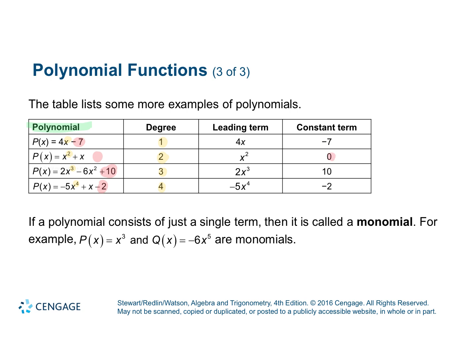Now, if a polynomial consists of just a single term, then it's called a monomial. For example, you have p of x equal to x cubed, and q of x equal to -6x to the 5th. Those are monomials. Monomial just means one term. Mono means one. Binomials are two terms.